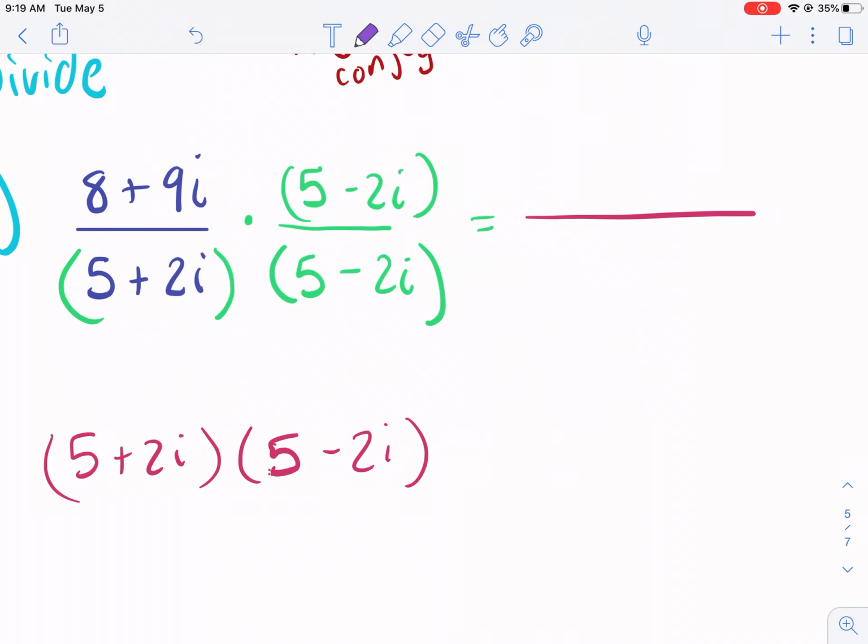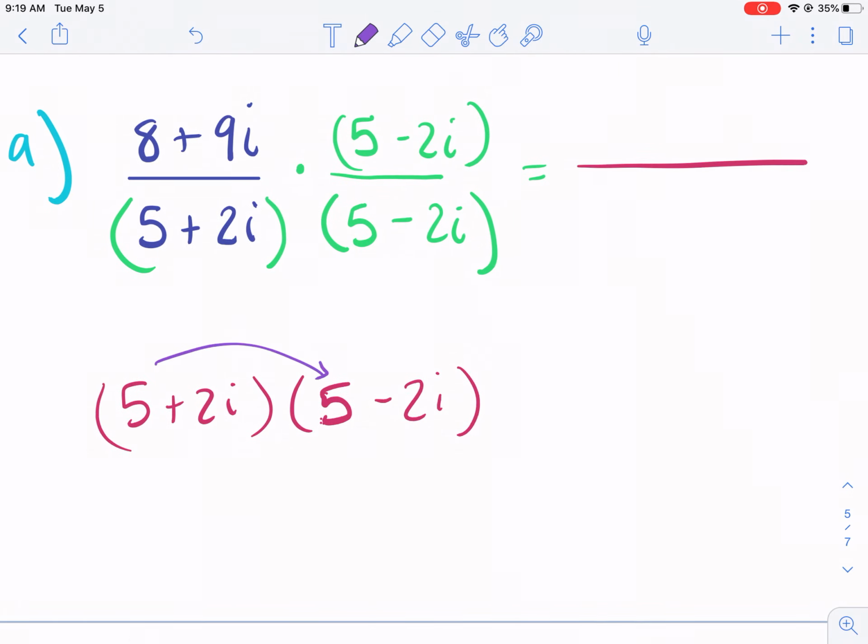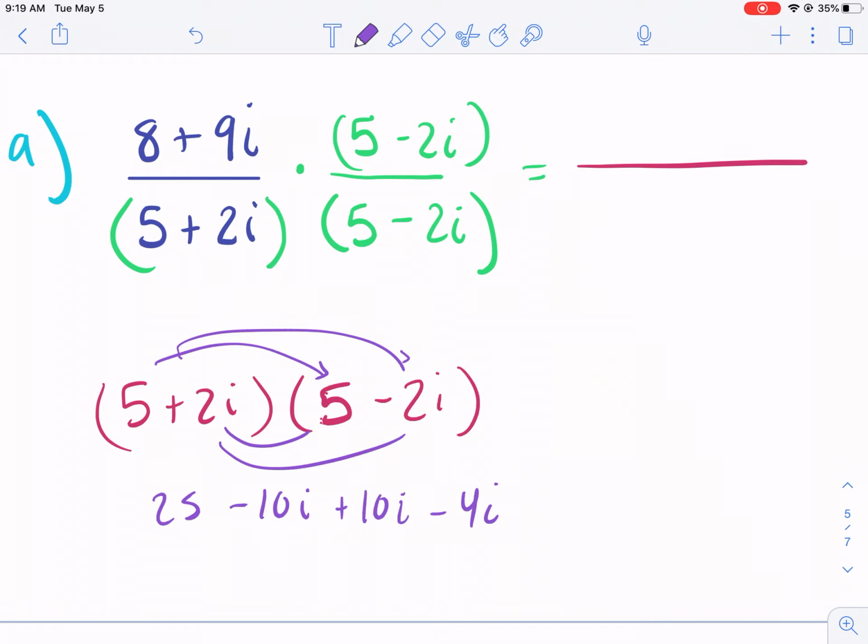Okay, so let me go ahead and get started. I'm going to try to do this quickly so I'm not wasting your time. We have 25 minus 10i, plus 10i, minus 4i squared.